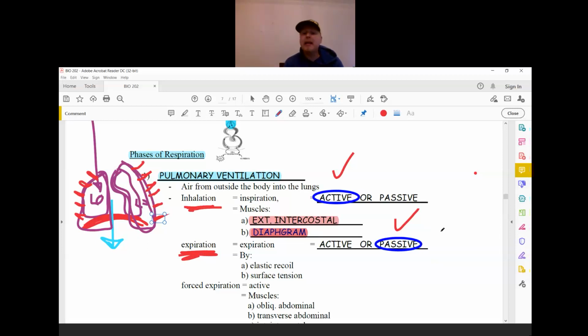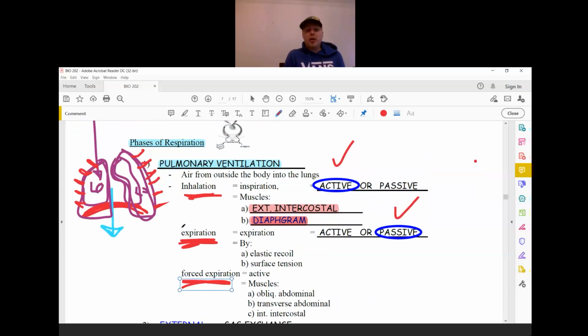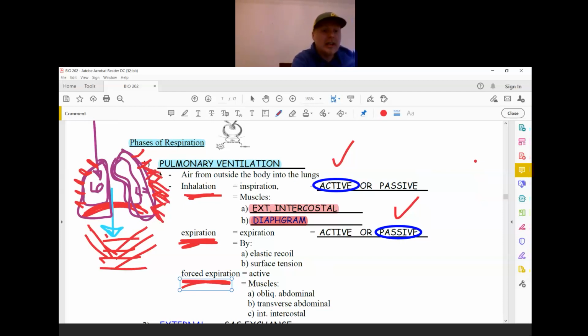That happens mainly thanks to the elastic recoil and surface tension. We can have a situation where we also have forced expiration, so we breathe out more than we normally would. In there, we are using our oblique abdominal muscles, our transverse abdominal muscles, and our internal intercostal muscles. All of those, in this case, to make our lungs as small as possible.